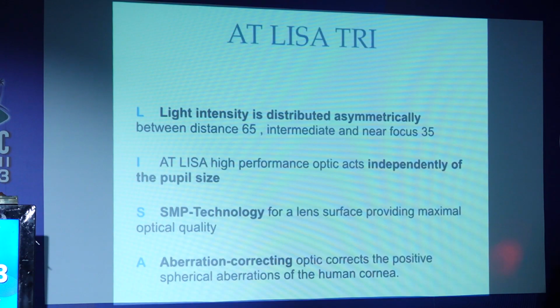So the Athlesia Tri works on the LISA principle, where LISA is light intensity distributed asymmetrically. So 65% of the light goes for distance, 35% for near, and the rest is for intermediate. It is pupillary independent, and the SMP technology is basically the lens surface, along with aberration correcting optics.